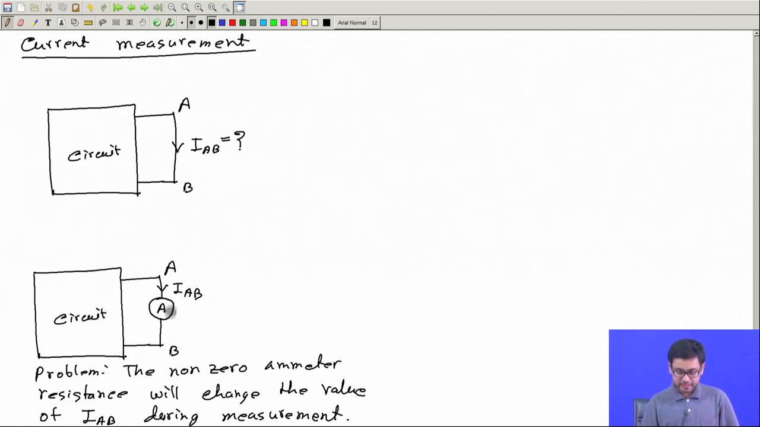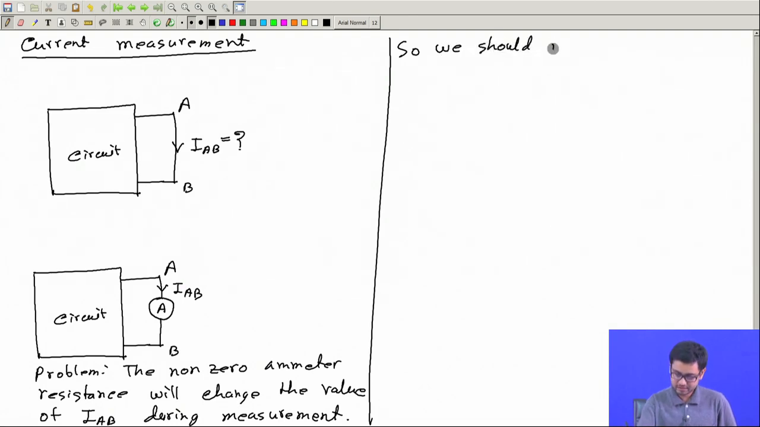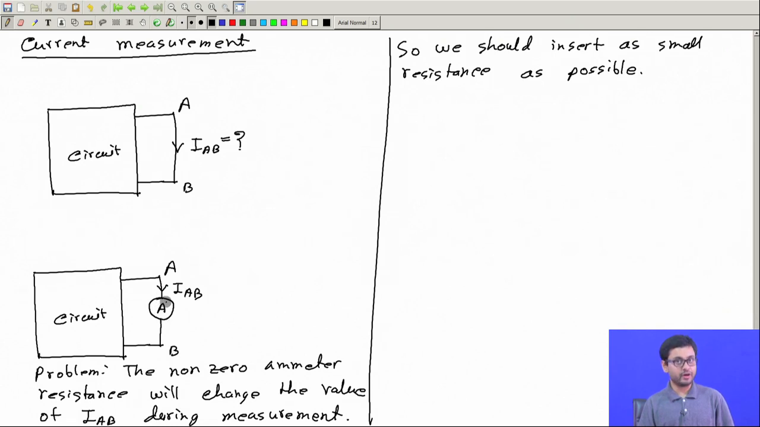The only solution is the resistance of this meter should be as small as possible. So we should insert as small a resistance as possible. But if it is a PMMC meter or any electromechanical meter, it is made up of a coil, and the coil has some resistance. If you want to decrease the resistance, then you have to make a very thick coil, take a thick conductor, and the meter will be big in size, huge, costly, which is not feasible. Else, if you reduce the number of turns of the meter, then the resistance will also be small, but then the sensitivity of the meter will be very low.